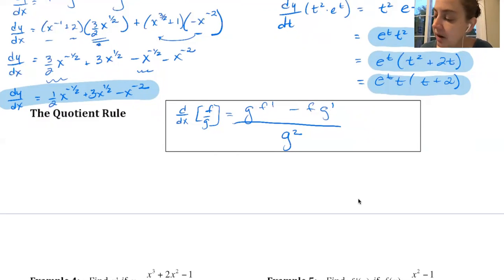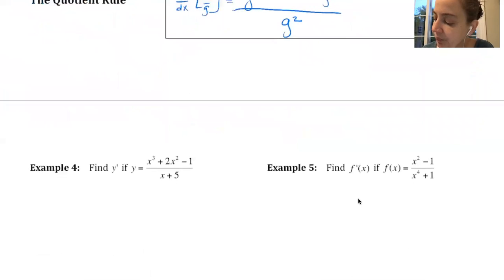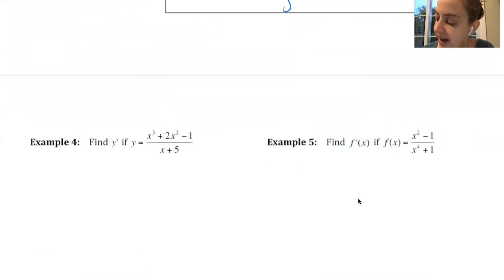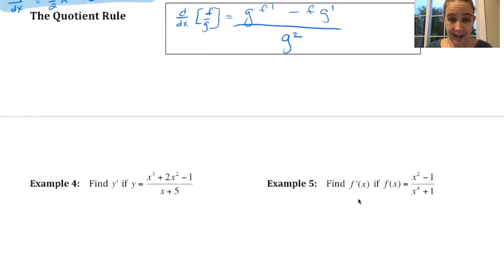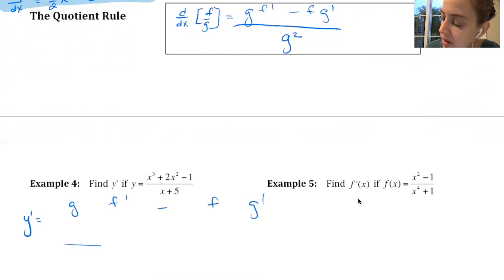All right, let's give it a go. Example 4, find y prime if all of that is true. Now, technically, you could go through some long division, but we don't want to do that. We'll save that for another day. We're going to use the quotient rule. So y prime is, now I'm going to write out the formula, g f prime minus f g prime all over g squared.